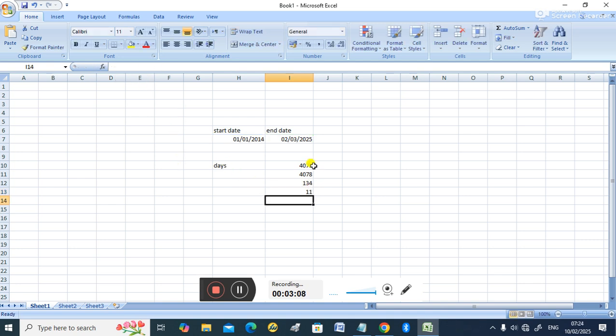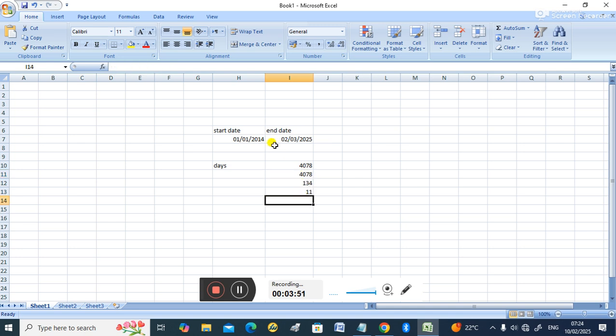So you can see from here that this formula I7 minus H7 gave us the number of days between these two dates, and we could just use another formula, DATEDIF H7 comma I7, then specify the variable D, and it gives us the same thing. Then for the months, all we need to do is change the D to M, and for the years we need to change the M to Y. So between these two dates we have 11 years, and between these two dates we have 134 months, and between these two dates we have 4078 days.